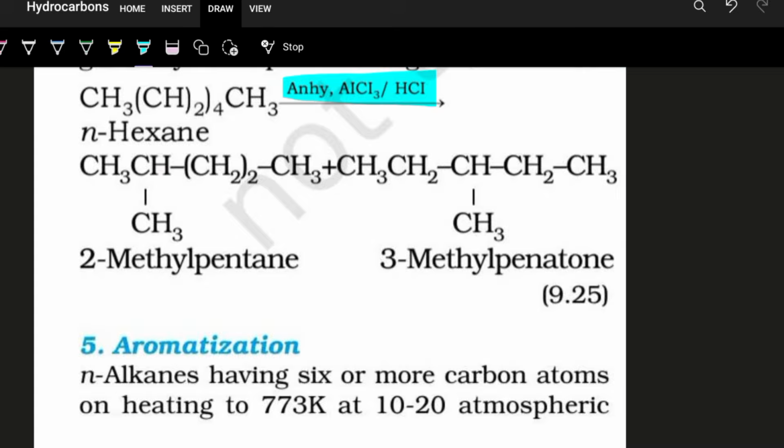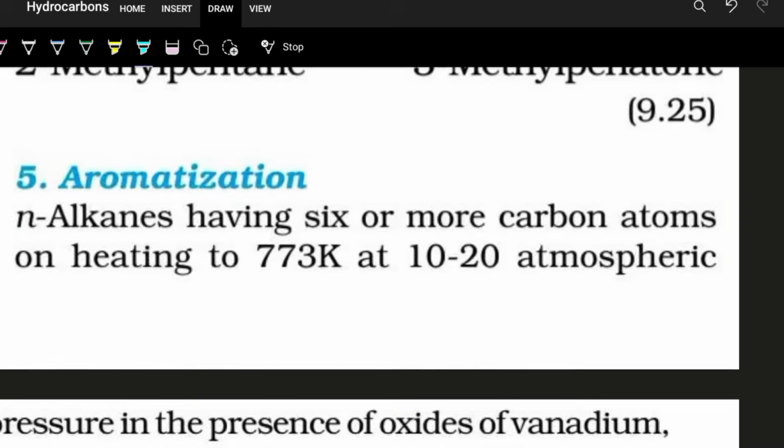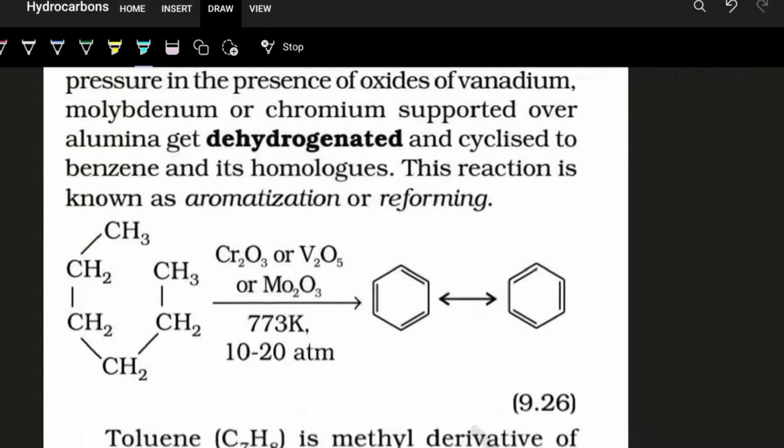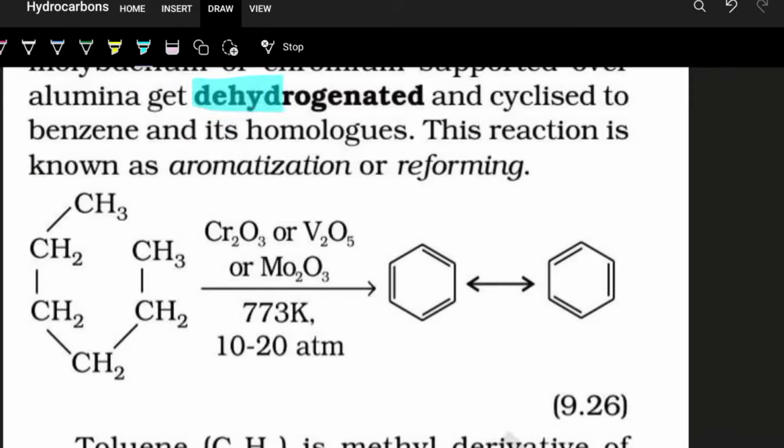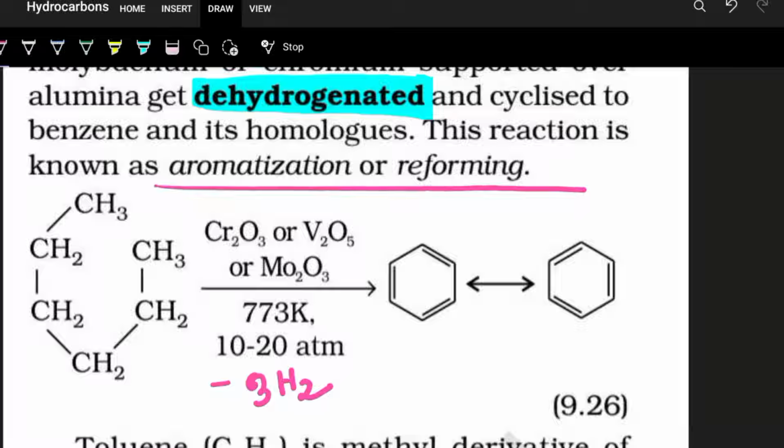N-hexane gives the branched isomers. Next, aromatization means alkanes form an aromatic ring. Now this takes place at a high temperature. You have to remember it's a dehydrogenation, removal of hydrogen. So I can say minus 6H, or minus 3 moles of H2 if I write, then 6H will be removed from here. So it's a cyclization process, and here it is the aromatization or reforming process.